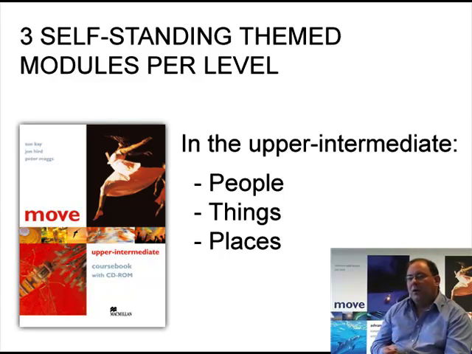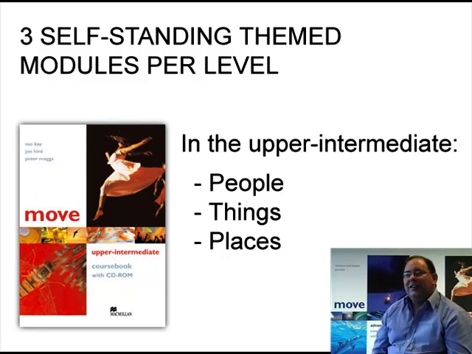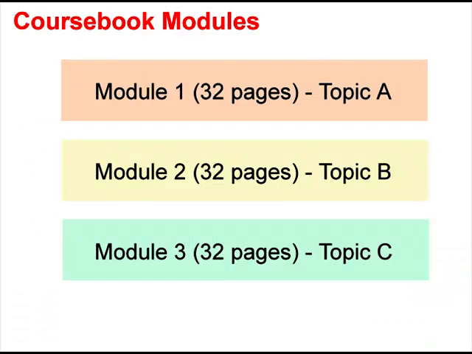There are self-standing blocks of material organised around a general umbrella topic, such as people, places and things at the upper intermediate level, B2 level, or worldwide, ourselves and choices in the elementary A1 to A2 level. It's important that each module of work is self-standing, because that means that students can start the level at 3 different entry points. In other words, although the language syllabus is sequential, the material is designed so that you don't have to have completed module 1 before you can do module 2.